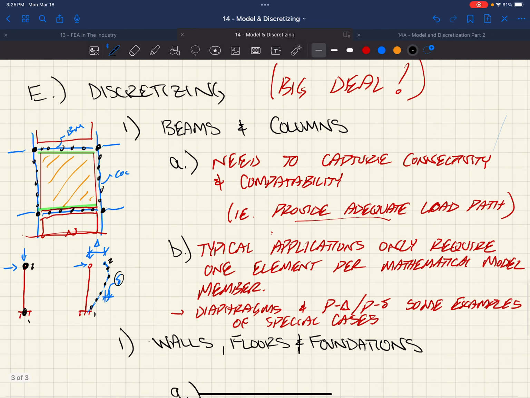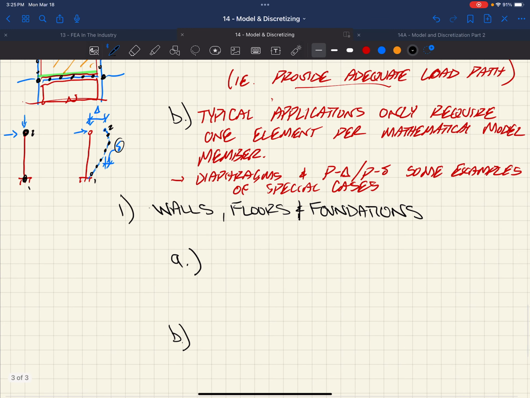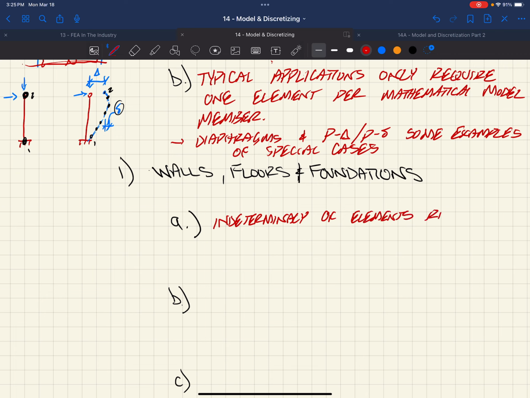Walls, floors, and foundations, right, relative to discretizing? Well, walls, floors, and foundations typically are very indeterminate. So I would say indeterminacy of elements requires extra thought on layout.